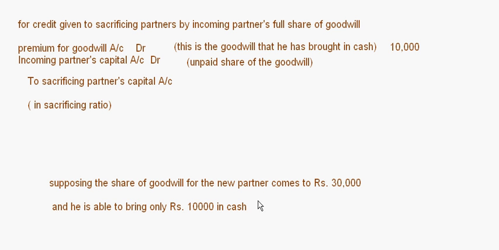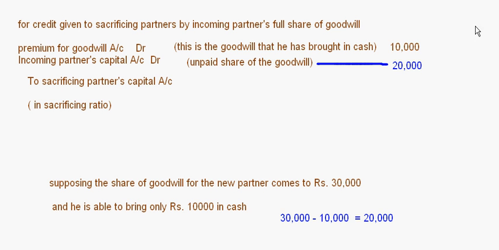And now whatever is the shortage. What is the shortage over here? The shortage is 30,000 minus 10,000, so that is 20,000. So what we do is, incoming partner's capital account debit. I debit his capital account with the amount of the shortage in goodwill. So basically we are reducing his capital and putting it into the goodwill, so that it can be distributed among the sacrificing partners.